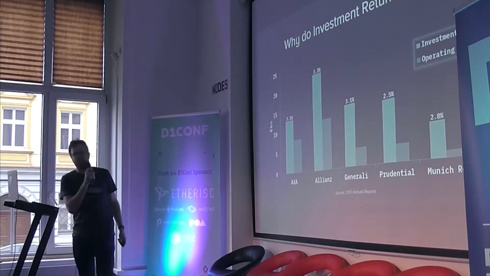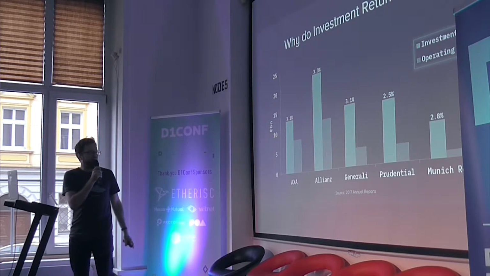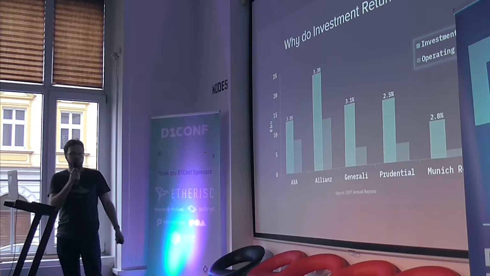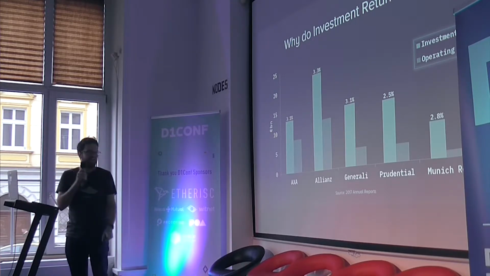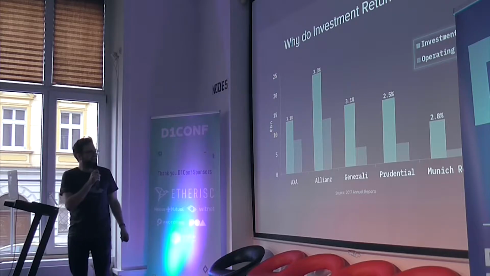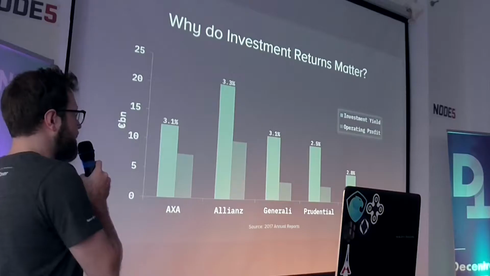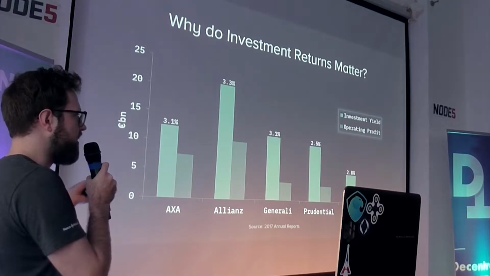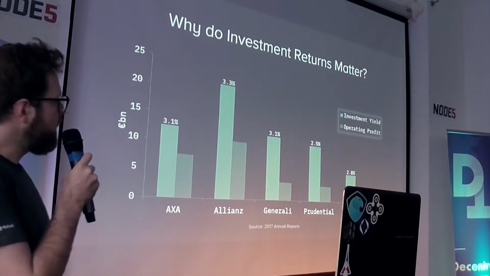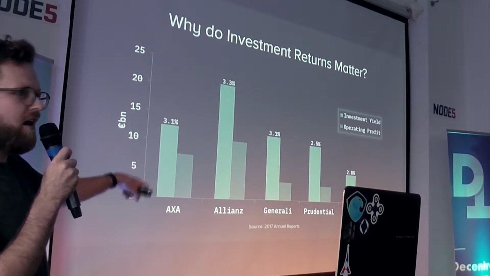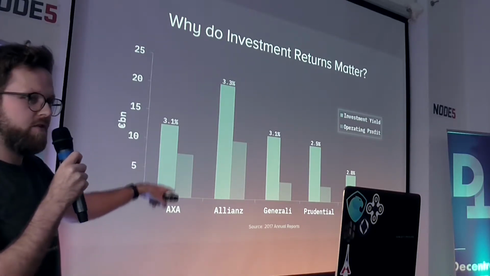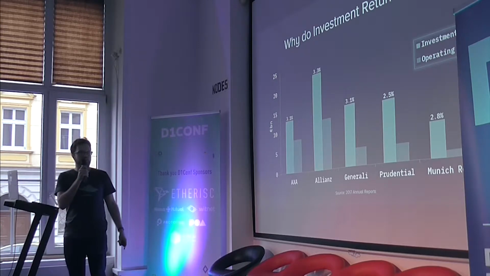So, first question, why do investment returns matter? I've got here 5 of what are known as dinosaurs, I believe. And we've got the investment yield and operating profit here. The investment yield is without gains, this is just the yield that they obtained on their assets. You can see that in each case, it's higher than the operating profit, which basically means that if you don't get this investing right, then as an insurance company, you're not going to make any money. So we have to get this right, even in a decentralized world.